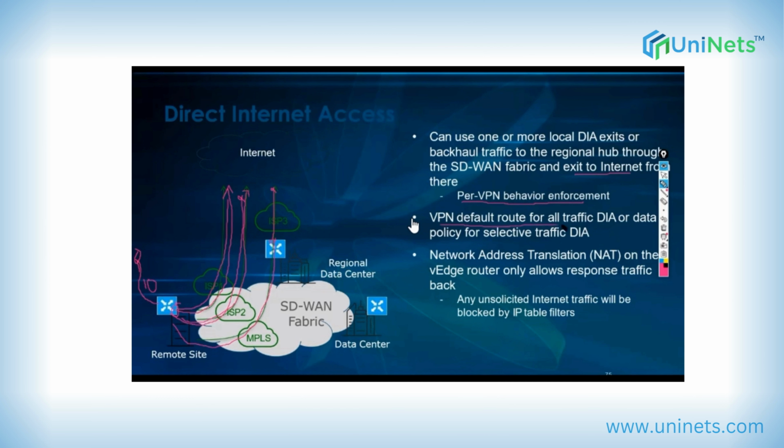A VPN default route can send all traffic via DIA, or a data policy can select specific traffic for DIA. So you can do it for any type of traffic you want: HTTP, HTTPS only, or based on the port. You can do anything you want on a DIA. And the vEdge will use NAT translation on the internet interface on the vEdge router only, to allow the response traffic back.